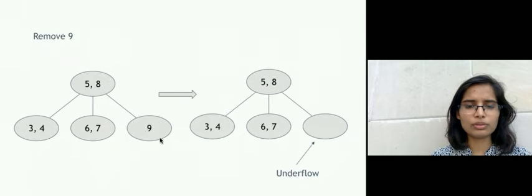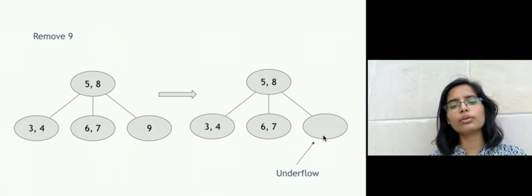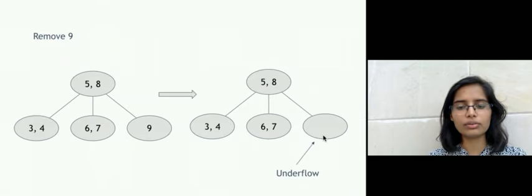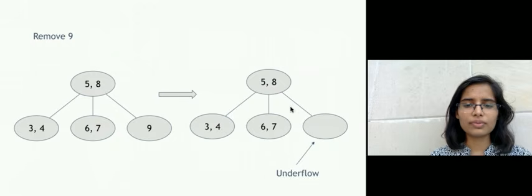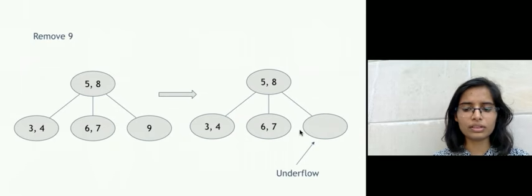So what we first do is that we remove 9. Now it creates an underflow here. We could have just one, we can have 1, 2 or 3 values, but we can't have no value like this. And it has to have 3 children. There's an underflow here. What we can do is now move down one of the parents.